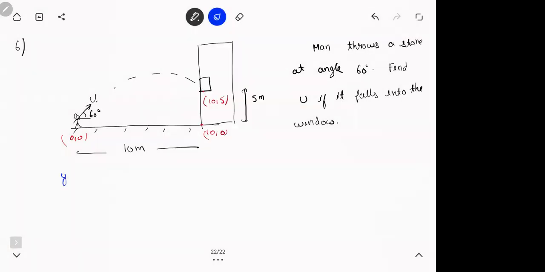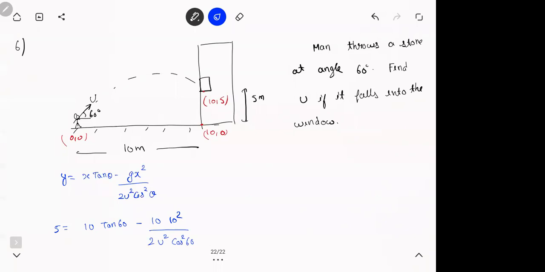I know y is equal to x tan theta minus g x square by 2 u square cos square theta, the equation of trajectory. So this 10, 5 should satisfy this equation, isn't it? The point 10, 5 lies on this parabola. So if a point lies on the equation, when you substitute, you should get LHS equal to RHS. So substitute here: y is 5, x is 10, tan theta is tan 60, g is 10, x is again 10 square by 2 u square, and this is cos square 60.